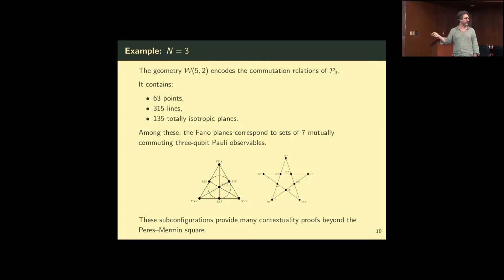And Mermin, in the same paper, proposed another proof of quantum contextuality using this so-called Mermin pentagram, which can be seen in W5-2 as a collection of Fano planes that intersect with some property. Okay. So this subconfiguration provides other contextuality proofs beyond the Peres-Mermin square.